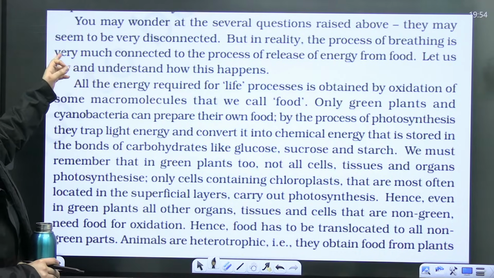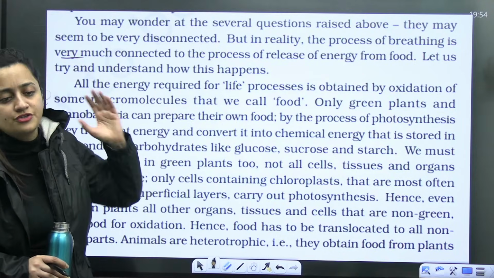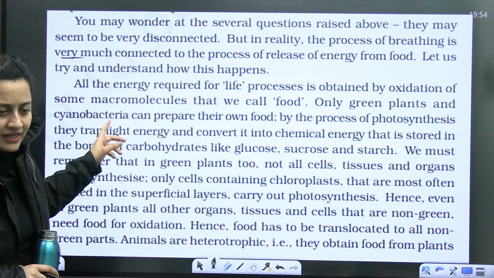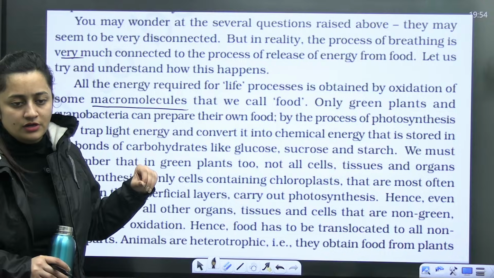But in reality, we know that the process of breathing is very much connected to the process of release of energy from the food. All the energy for the life processes, how are we getting it? By oxidation of these macromolecules, which we are calling food, right?